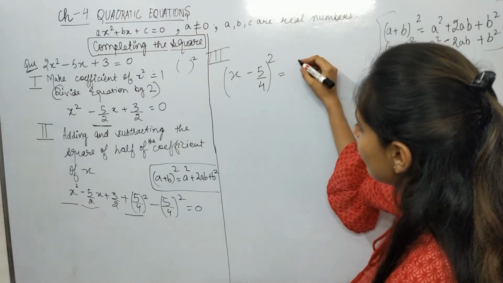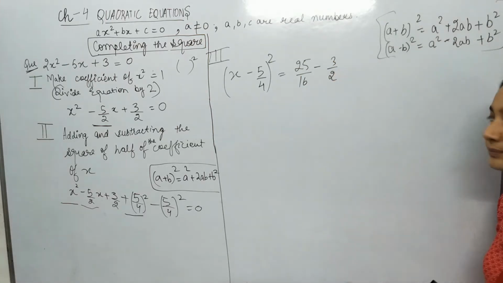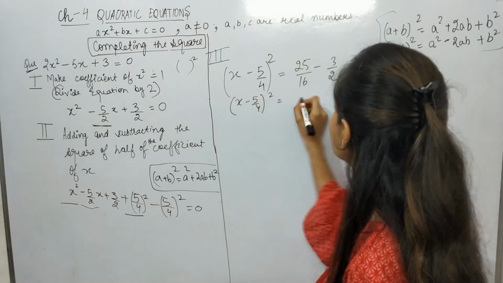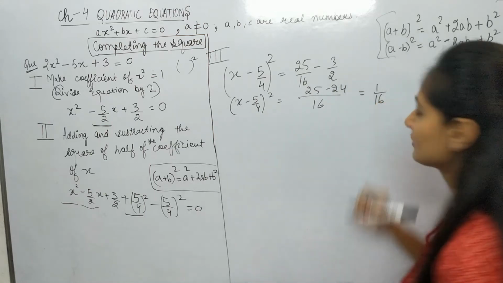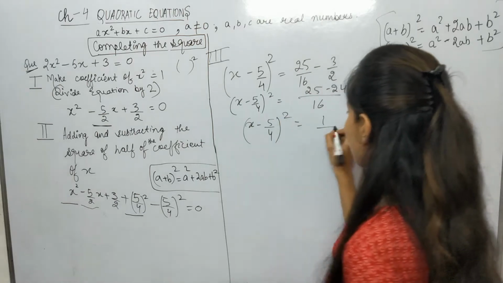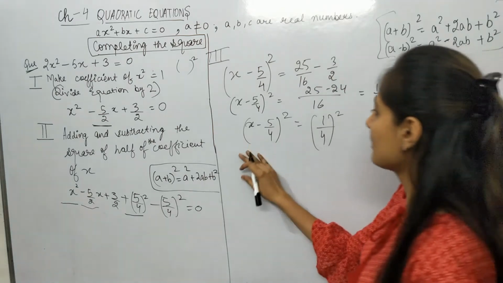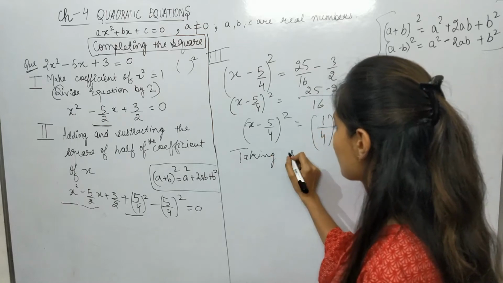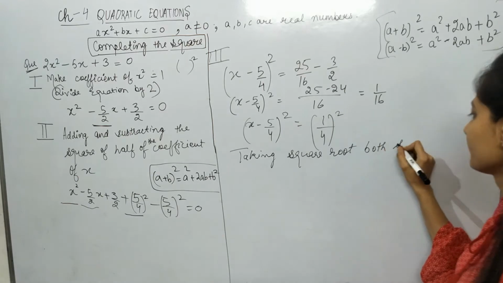If we take them to that side, it becomes 25 upon 16 minus 3 by 2. Okay? And on solving this side, x minus 5 by 4 whole square, with 16 as LCM, 25 minus 24 becomes 1 by 16. Okay? And here x minus 5 by 4 whole square equals 1 by 16, which is 1 by 4 whole square. And what you do is take the square root on both sides.